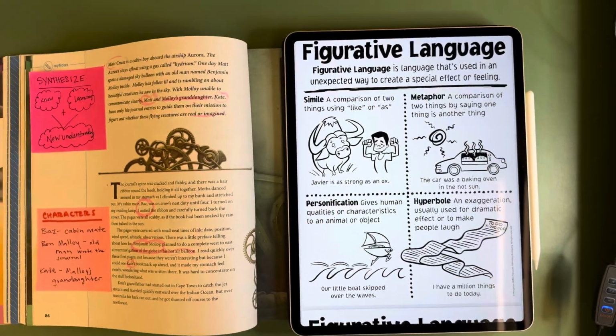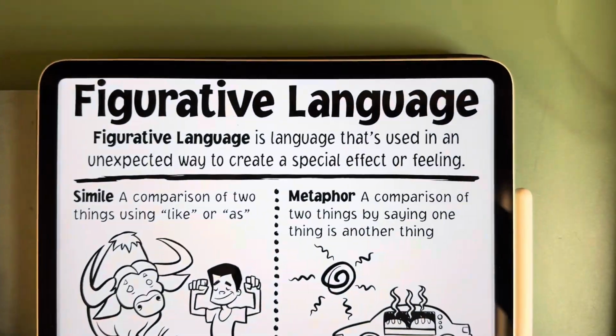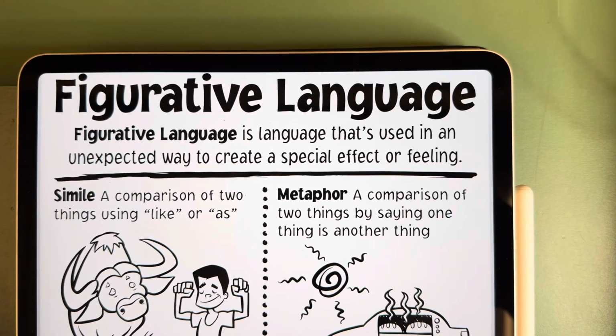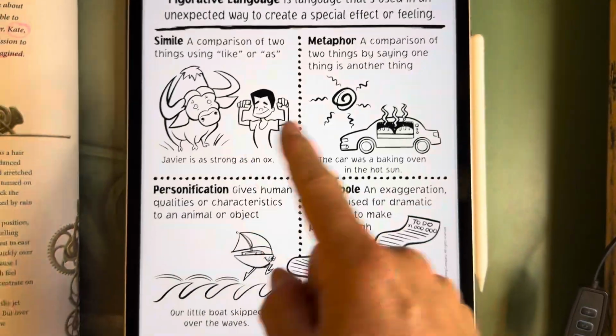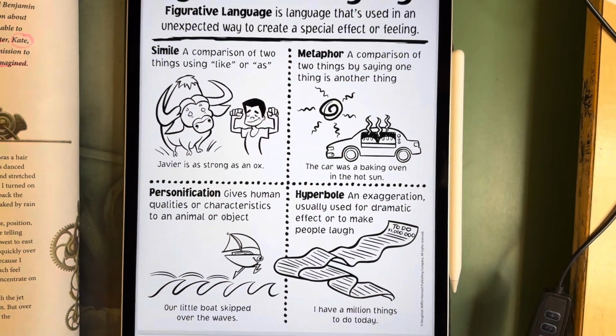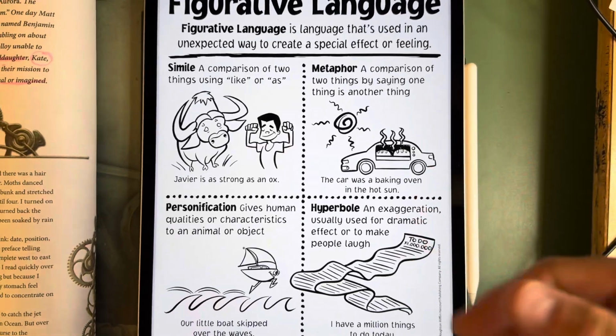What's up guys? Today in this video we're going to talk about figurative language. Figurative language is language that's used in an unexpected way to create a special effect or feeling. So here are 4 different ways that authors use figurative language to paint an image in your mind.